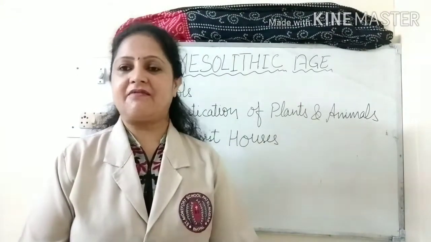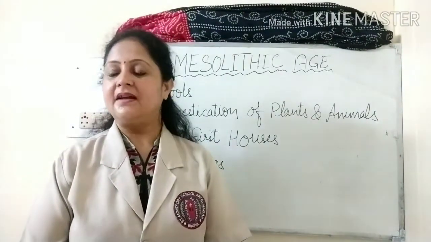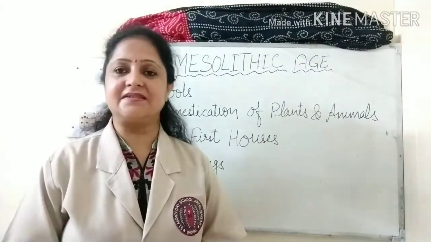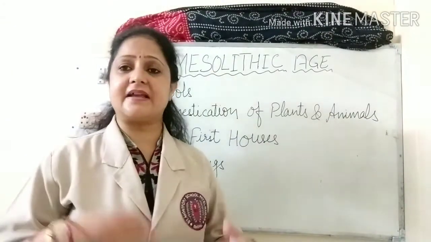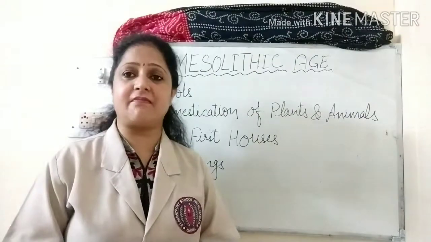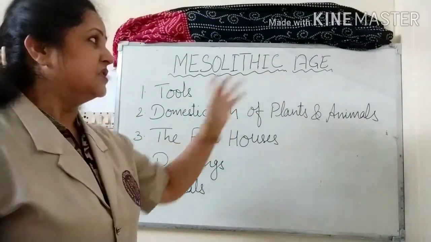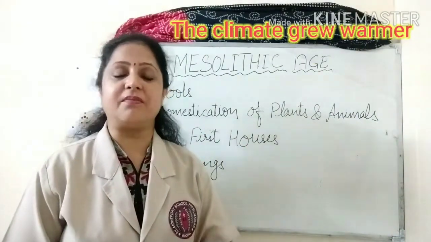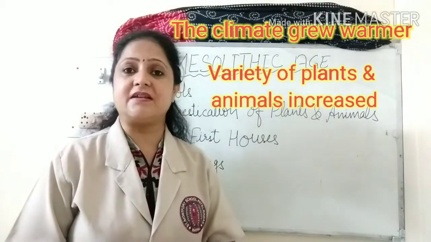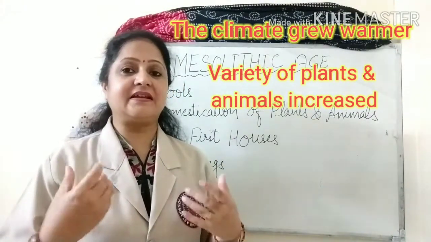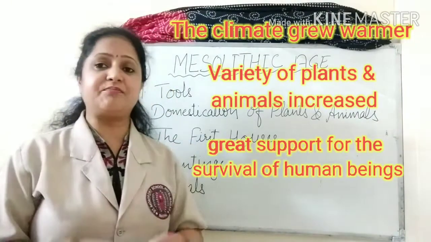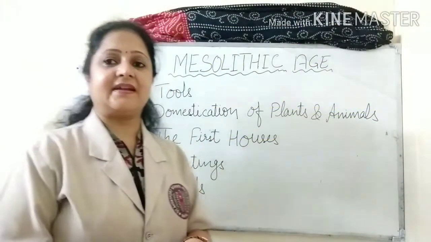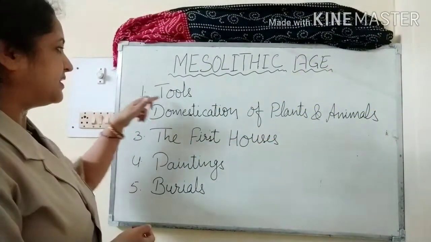So, as in our previous video, I have already started explaining the third chapter of history, that is the first farmers and herders. In this chapter, I started explaining the life of the ancient man during the Mesolithic age. During the Mesolithic age, the climate grew warmer. As the climate grew warmer, the variety of plants and animals increased. Due to this increased variety of plants and animals, it proved a great support for human beings to survive. After that, I explained the first topic, that was tools.